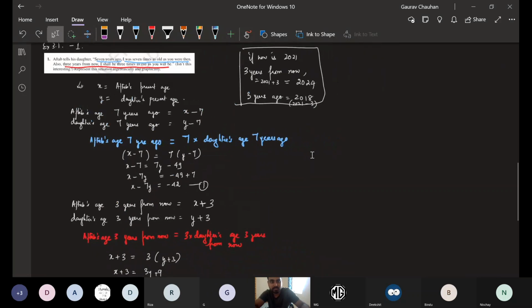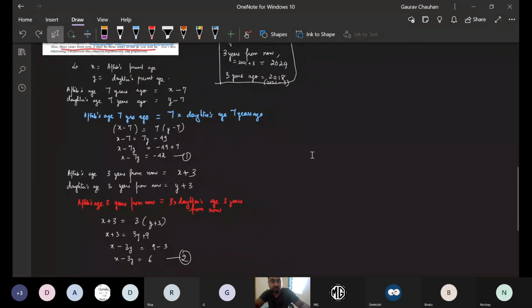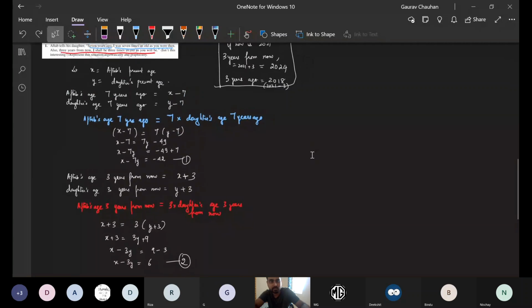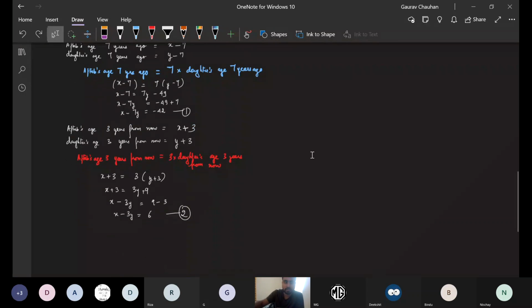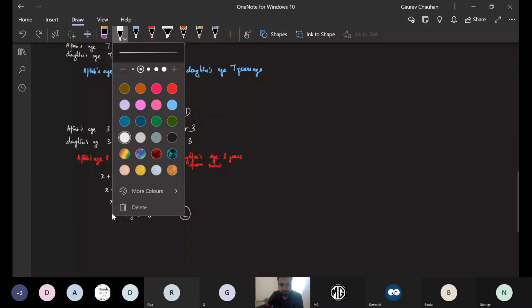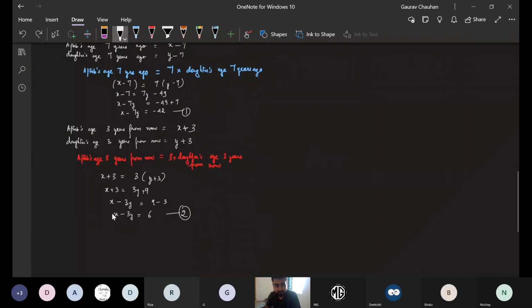Okay, no problem. Nishchay, just look at the solution and tell me if you're following this or not. Take a minute, look at this. What you can do later is, if you have missed something, watch the video. But right now you look at this properly and tell me if you're following. So far we have written the two equations: x minus 7y is equal to minus 42 and x minus 3y is equal to 6.